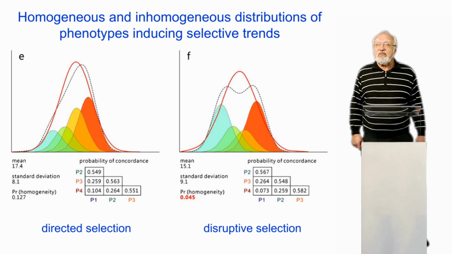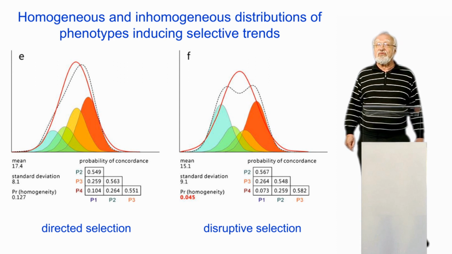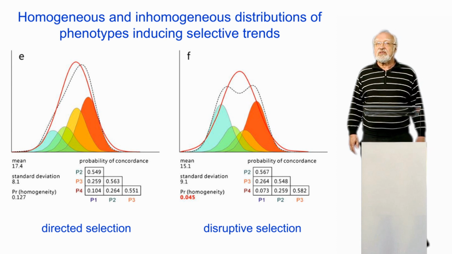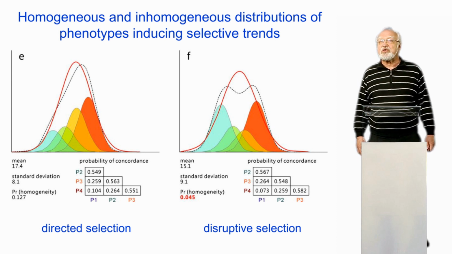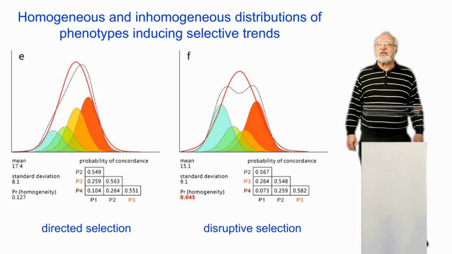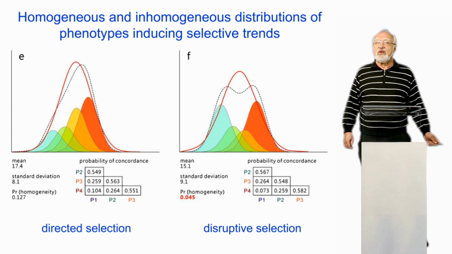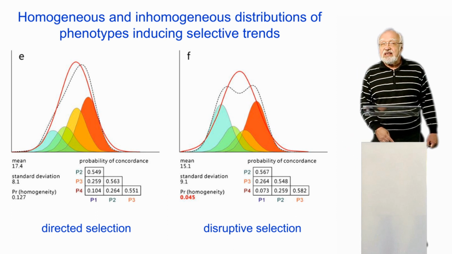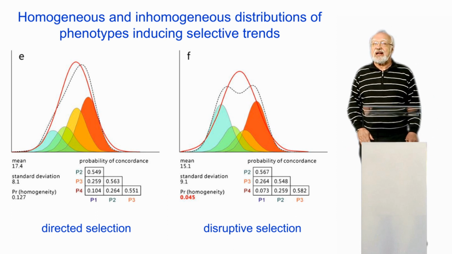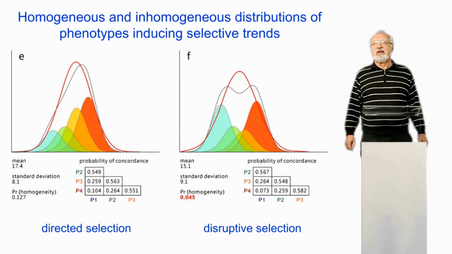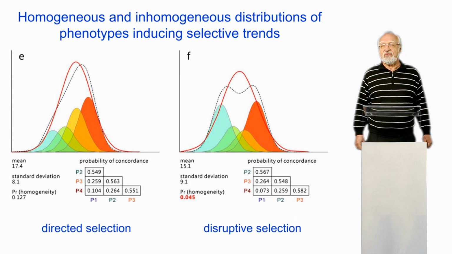And you can see here, in this case, the grade of homogeneity is gone. So this probability of homogeneity is very low, but still there is concordance between all these forms. So still they belong to one species. In this case, this can lead to so-called disruptive selection by preferring both border phenotypes.